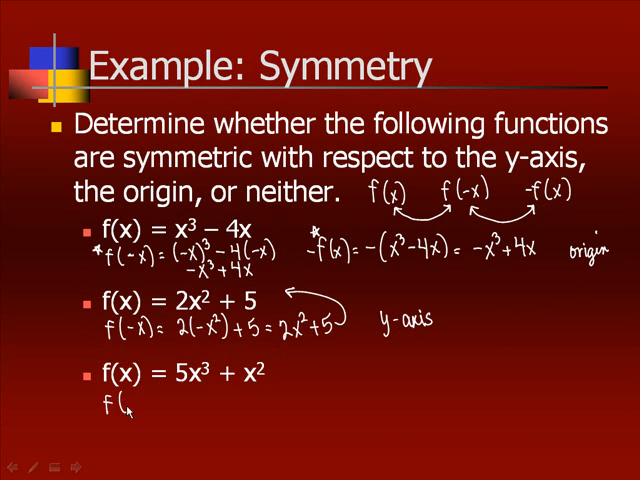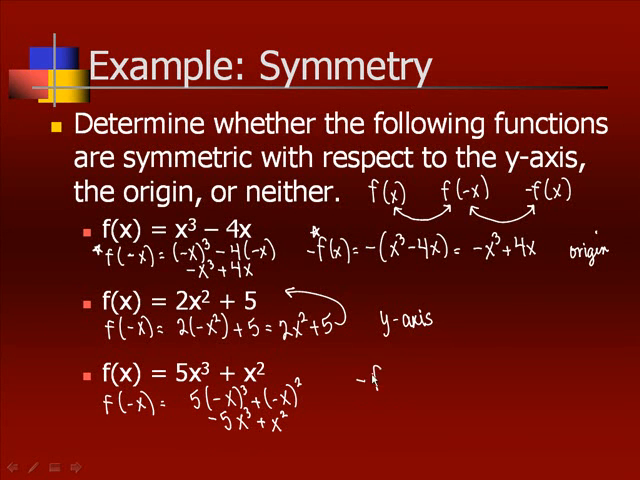Now what about this last one? F of negative x is 5 times negative x to the third plus negative x to the second. So this becomes negative 5x to the third. Negative x squared becomes a positive, so we get x squared. Is that exactly the same as the first one?